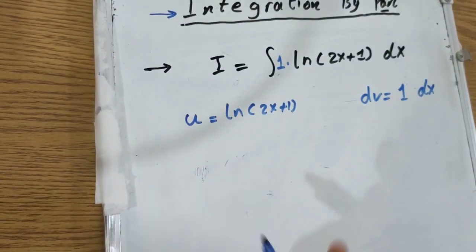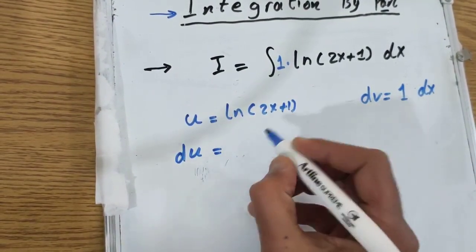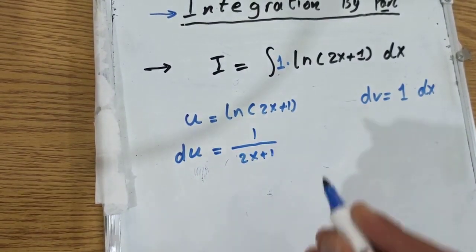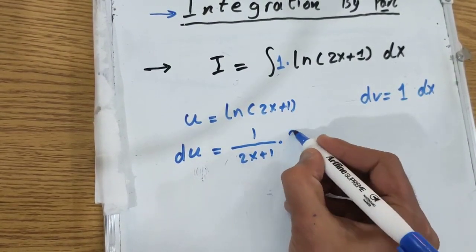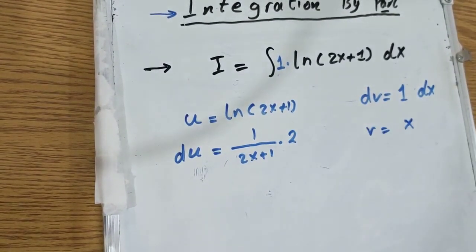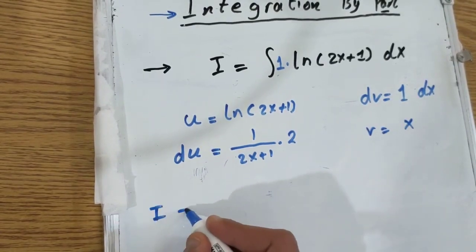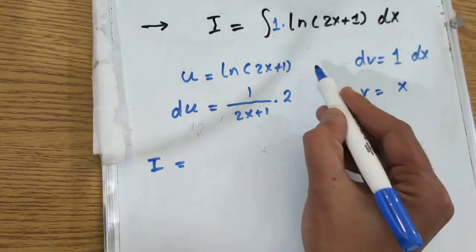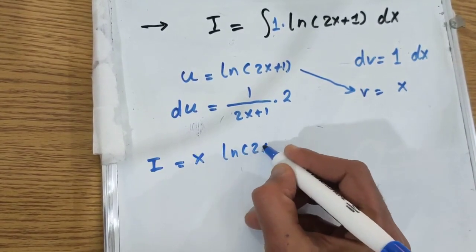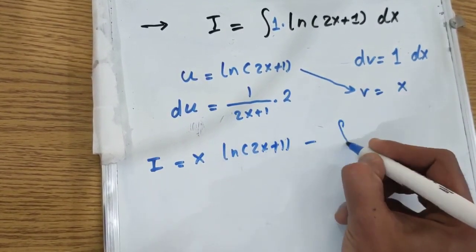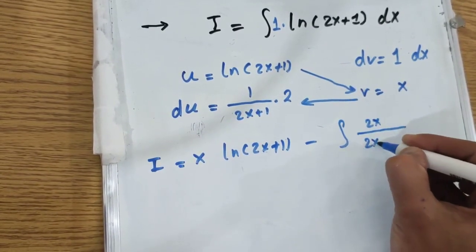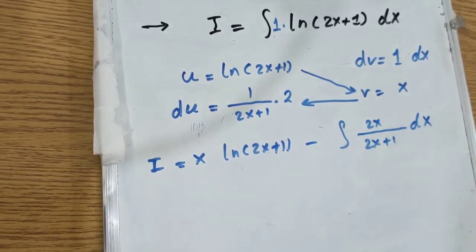And now calculating the derivative of u, which is du, it will be 1 over 2x+1, the derivative of ln, times the derivative of the argument inside the ln, which is 2, and the integration of dv will be x. Now using the rule of integration by parts, our integration is equal to u times v, x times ln(2x+1), minus the integration of v du, which is 2x over 2x+1 dx.